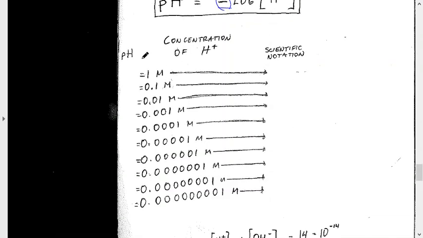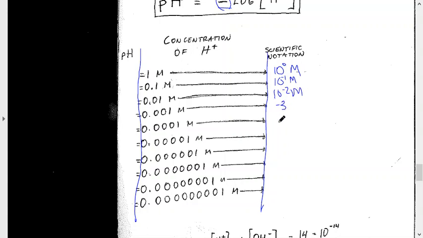And here's a little chart, and you can visualize this in three sections. There's the pH, there's this middle section, and there's the scientific notation section. The scientific notation for 1 molar, you should remember from chemistry, is 10 to the 0 moles. Scientific notation for 0.1 molar is times 10 to the negative 1 moles. 0.01 molar is times 10 to the negative 2, and so on and so on.